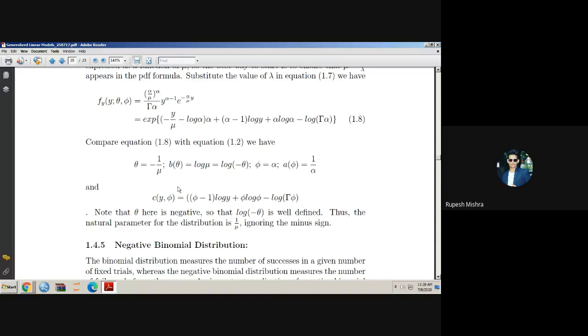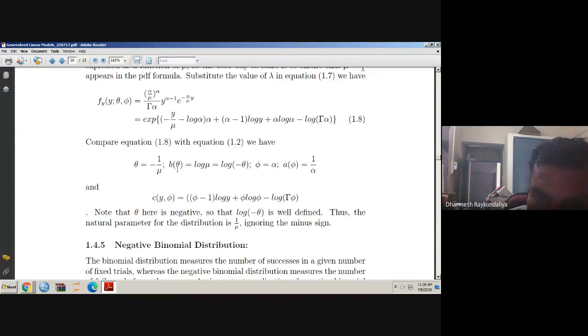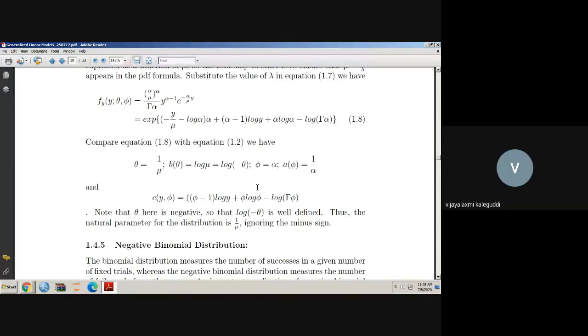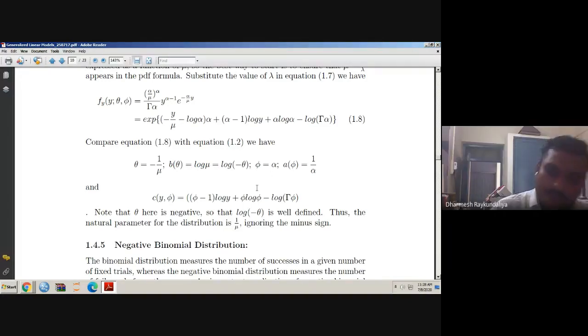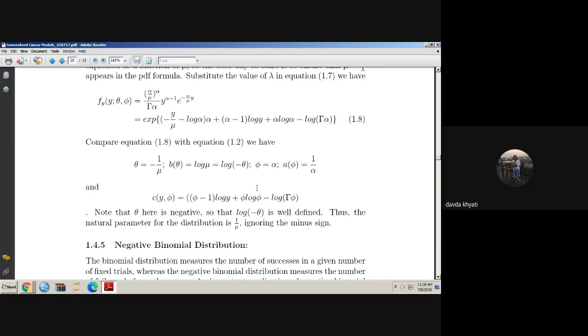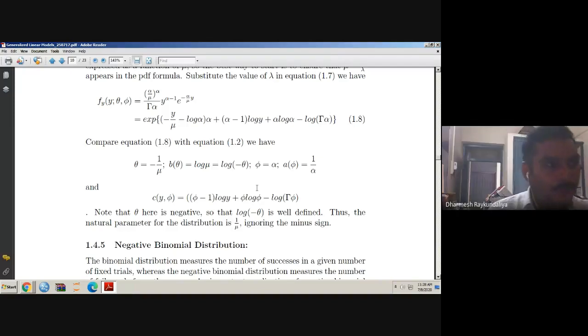Here, what kind of change do you require? b theta equal to minus log minus theta. Take the derivative with respect to theta. We get b dash theta equal to minus 1 by theta. And what is b double dash theta? What is the derivative of minus 1 by theta? Minus 1 by theta, minus square. It is 1 by theta square. Minus multiplied by minus theta, so it becomes 1 by theta square.